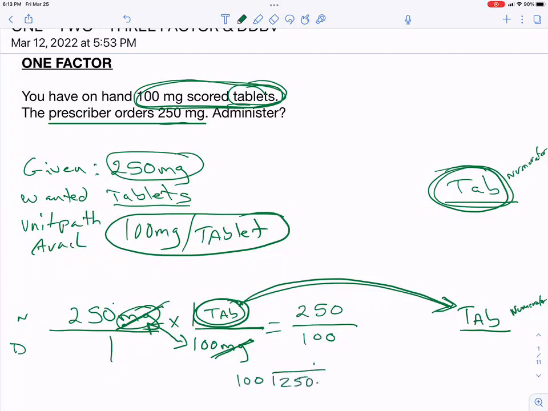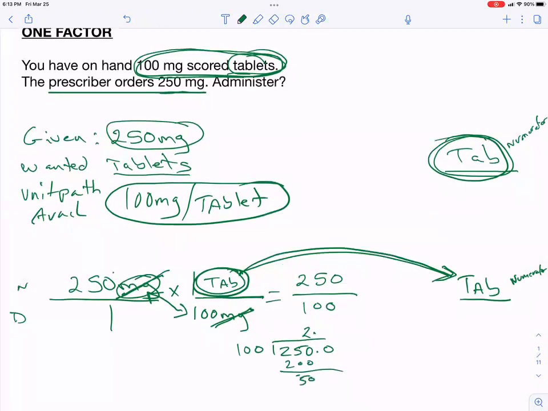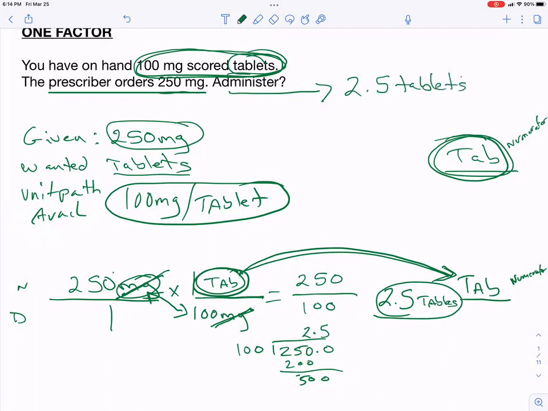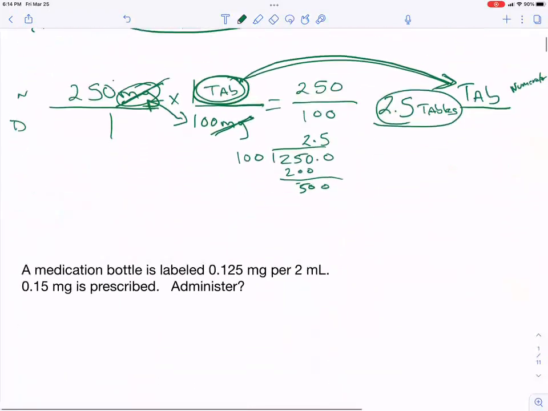And this is where your calculators come in. I know that 100 goes into 250 2 times, and that will give me 200. If I keep going down through my division, that'll give me 500. So I know 100 goes into 500 5 times. So my answer is 2.5. But 2.5 what? 2.5 tablets. So that means I'm going to administer to this patient 2.5 tablets in order to give what the doctor prescribed, 250 milligrams. So let's do another problem.